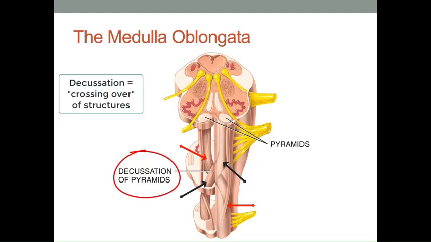So neuroanatomists aren't quite sure why this happens, this crossing over. No one really knows a good explanation for why we have neurons that cross from one side of the body to the opposite hemisphere of the brain. We still aren't sure what the purpose of that is.